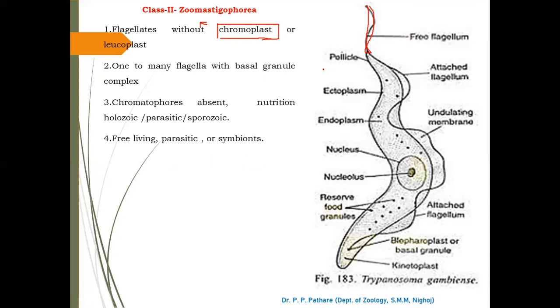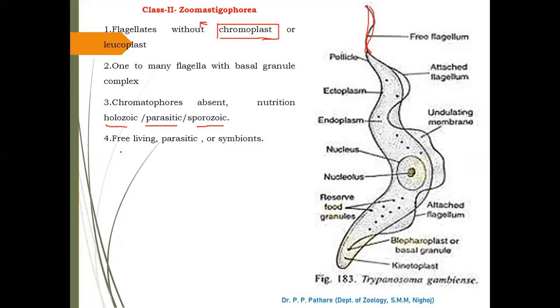Next one, chromatophore absent. Nutrition is holozoic, parasitic, saprozoic. This is again a new concept regarding your nutrition. Holozoic means they can easily feed, absorb, then assimilate and digest food material. Parasitic means these protozoans depend on another living organism for food and shelter. Saprozoic, same, it also depends on another living organism for food and shelter.